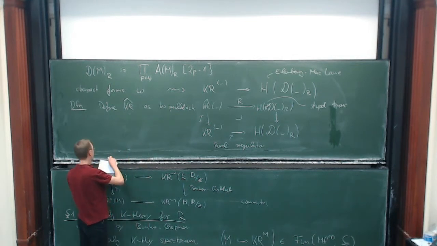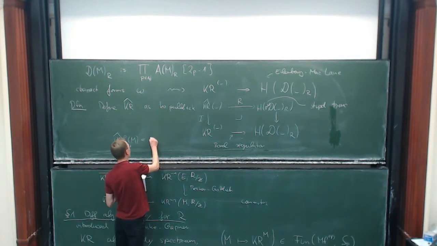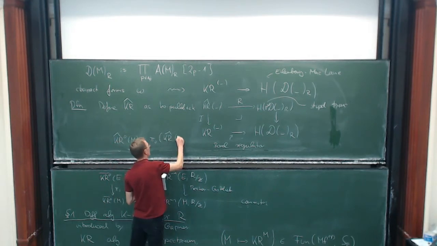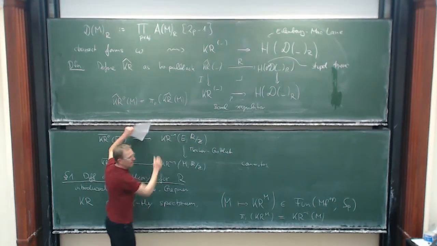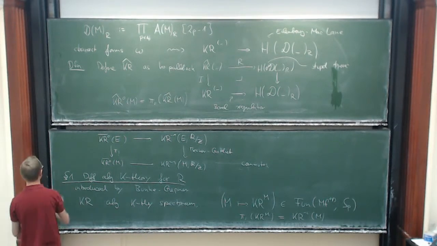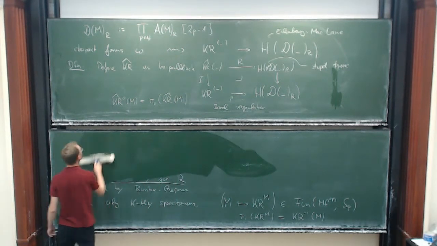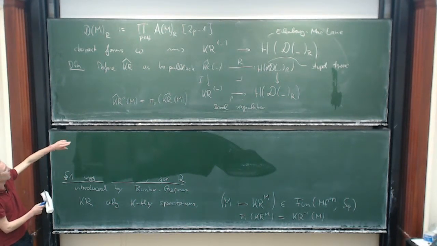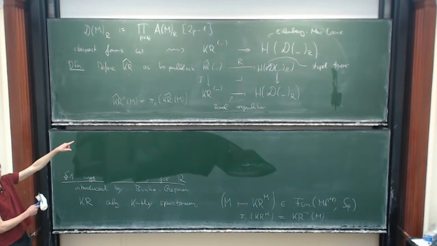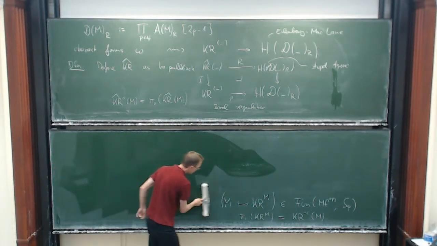Okay, and then just notation: KR hat 0 of M is by definition just pi 0 of the spectrum KR hat evaluated on M. If you define it like this, this is the only interesting part, but you also get other things if you evaluate on a sphere times the manifold. So you can reduce everything to pi zero.